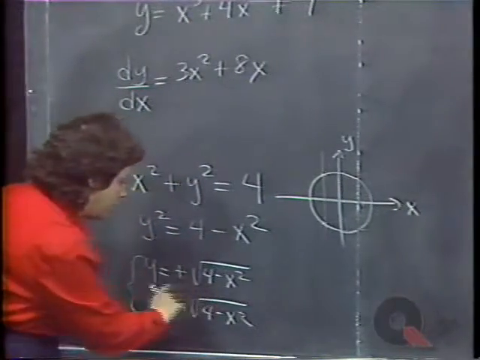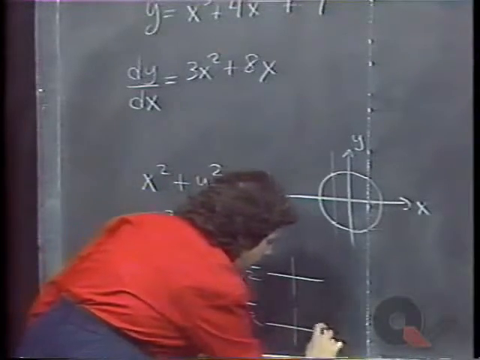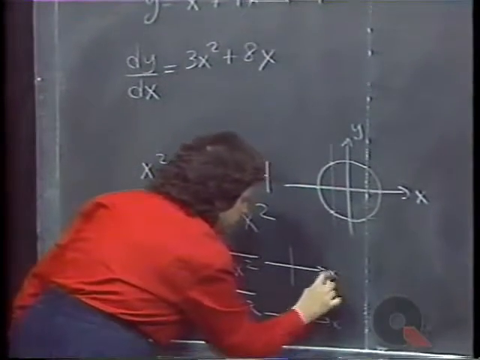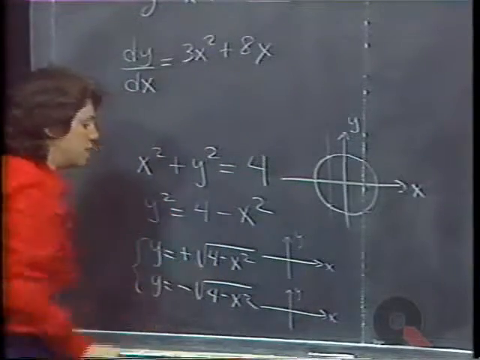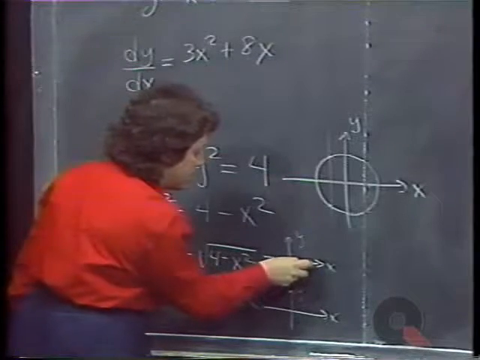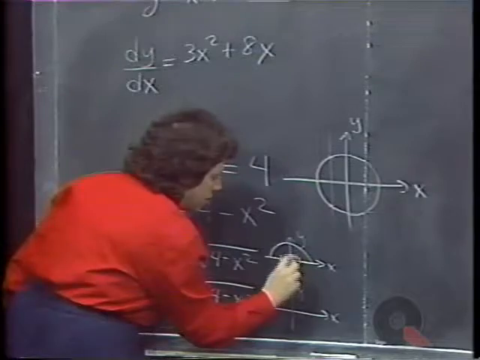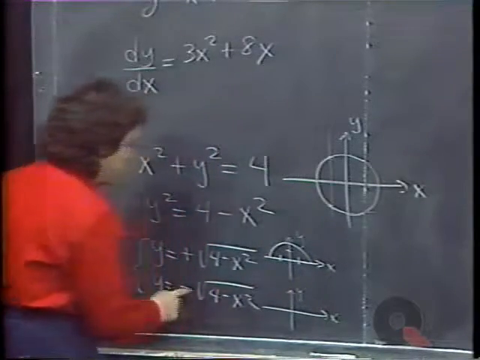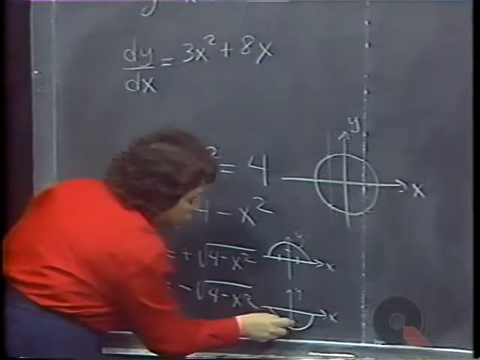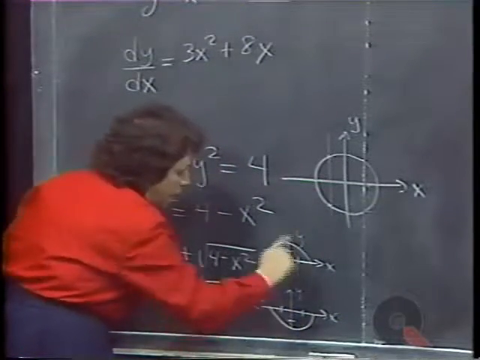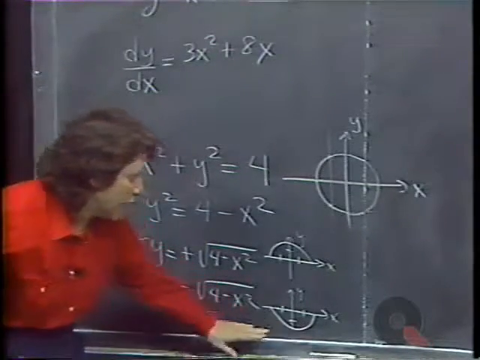What we have over here is we've broken up our circle so that we have y equals the positive square root of 4 minus x squared. This is the top of the circle, the upper semicircle here. And we have y equals the negative square root of 4 minus x squared. This is the lower part of the circle. So this is the top half of the circle when y is a positive square root. When y is a negative square root, it's the bottom half of the circle.